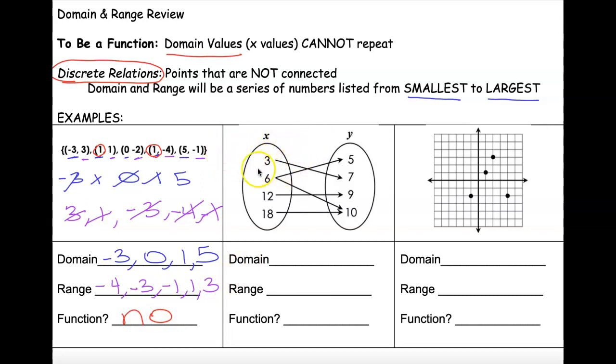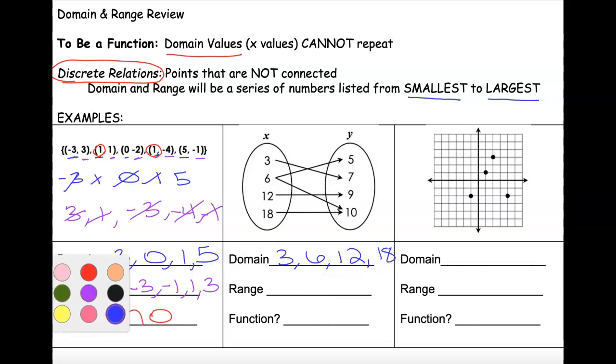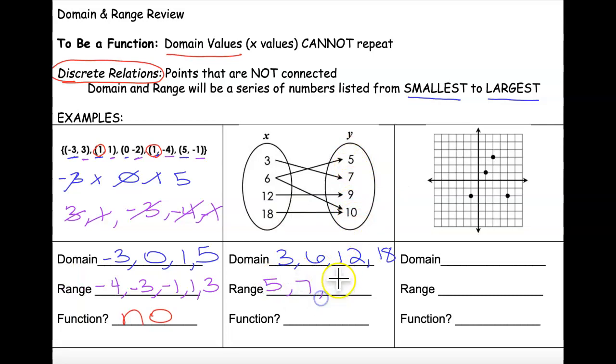If we have the same thing with points, but they're listed in the mapping, our domain is all the x values, and in mapping we already have them from smallest to largest, so we just list them out. 3, 6, 12, 18. The range is the y values, so 5, 7, 9, and 10. And then to be a function, each x can only happen once. And right here, since 6 maps onto 2 different numbers, it maps onto 5, and it maps onto 10. This is also not a function.